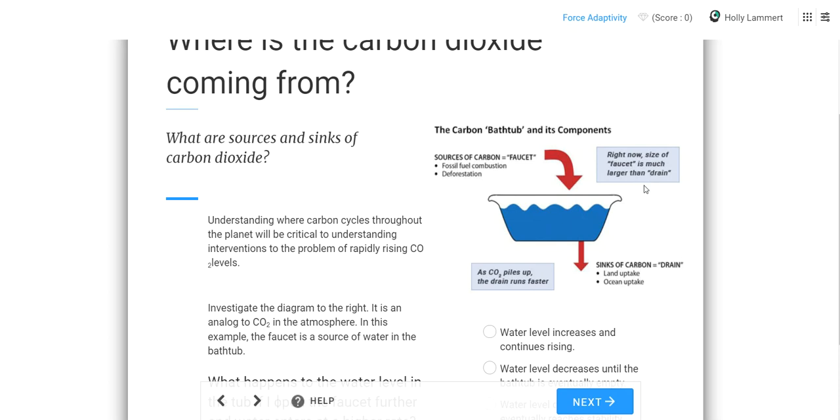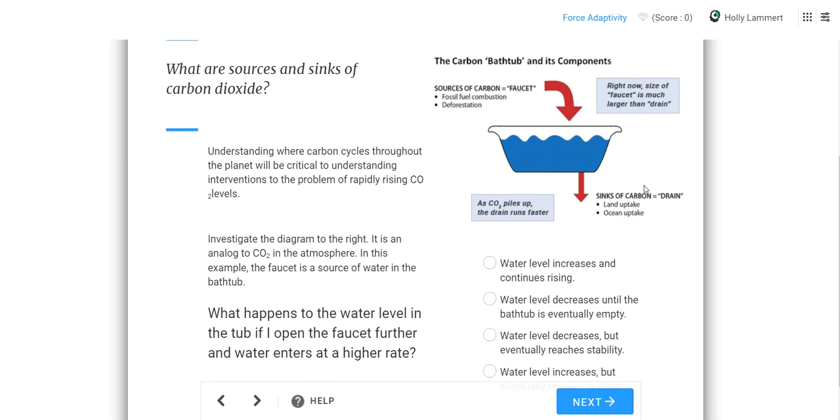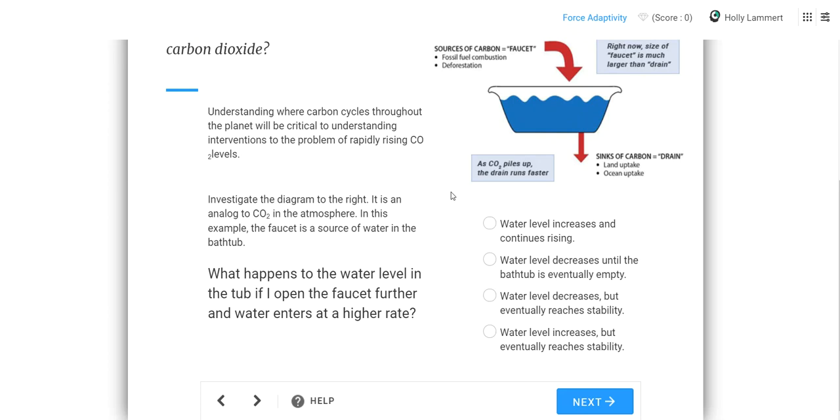Right now, the size of the faucet is much larger than the drain. So then CO2 is piling up and the drain runs faster. Then the sinks of carbon, or the drain, are land uptake or ocean uptake. So the places that carbon can go are the land and the ocean. So what would happen if I increase the faucet? The water level would increase and continue rising. Or the water level decreases. Or does the water level decrease but eventually reach stability, or does the water level increase but eventually reach stability?